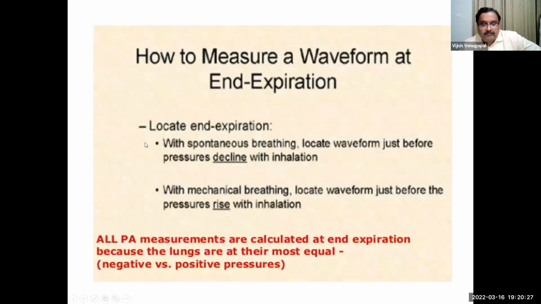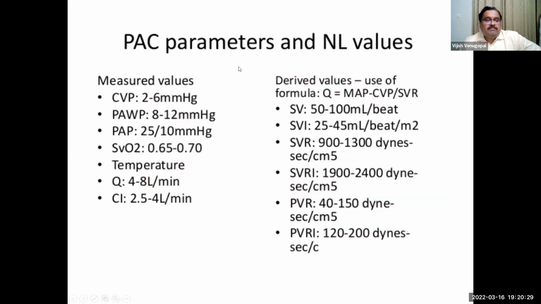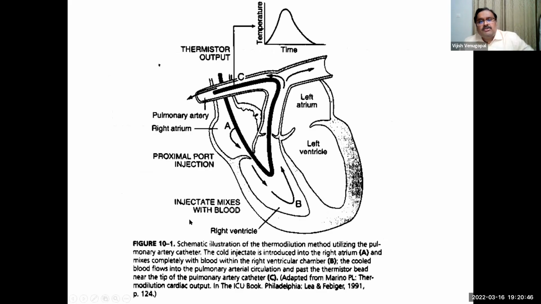This is shown here. So there are a lot of parameters that we can derive from the PAC. That is the CVP, the pulmonary artery wedge pressure, the temperature of the patient, cardiac output, and we can have derived values like the stroke volume, the systemic vascular resistance, and the pulmonary vascular resistance. Also, it can be used to find out the cardiac output using the thermodilution technique.